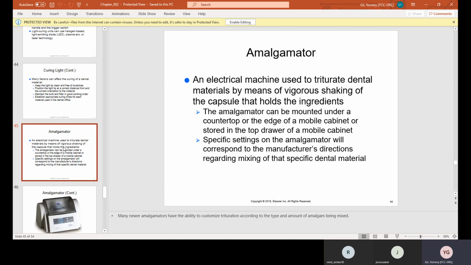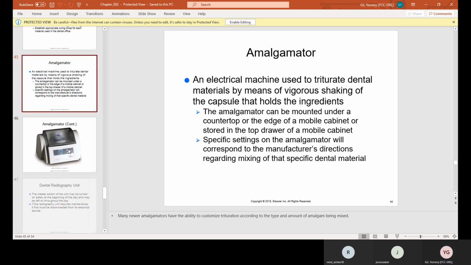So the amalgamator can be mounted under a countertop or the edge of a mobile cabinet, or stored in the top drawer of a mobile cabinet. Specific settings on the amalgamator will correspond to the manufacturer's directions regarding mixing of that specific dental material.